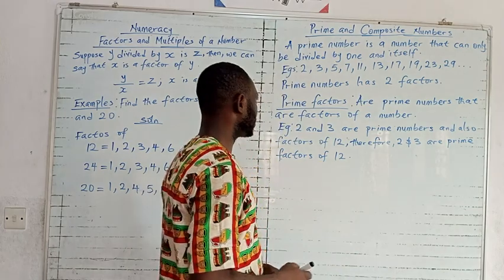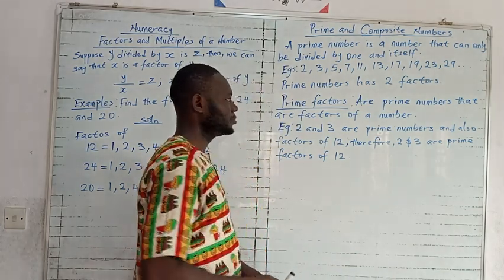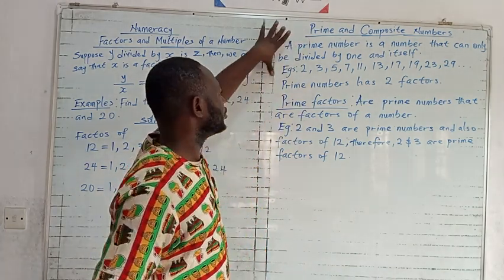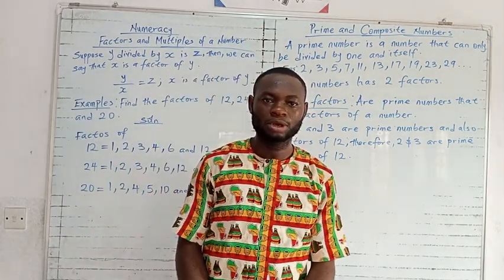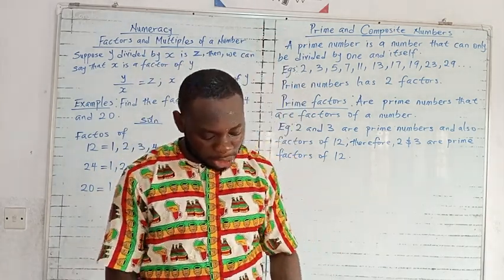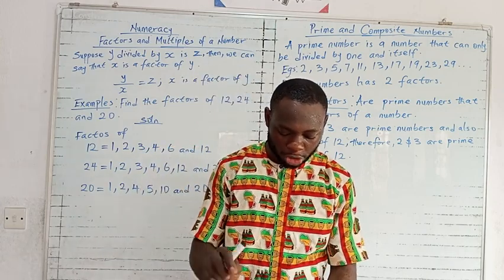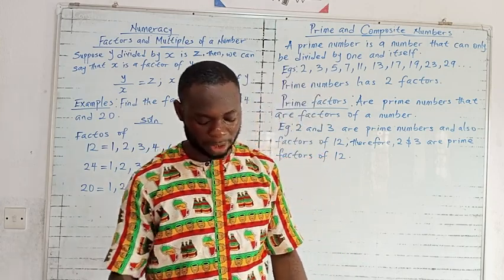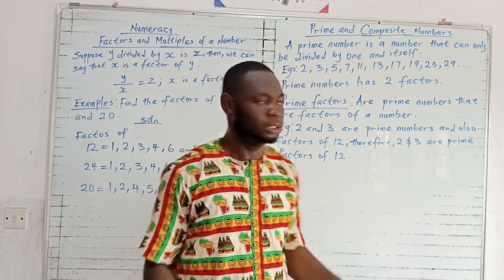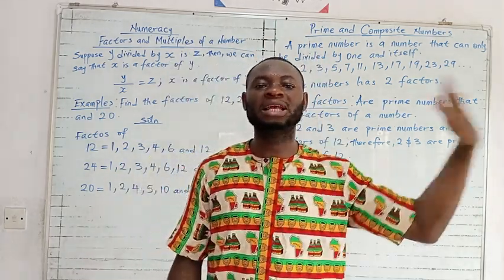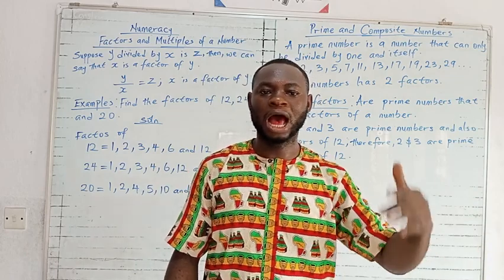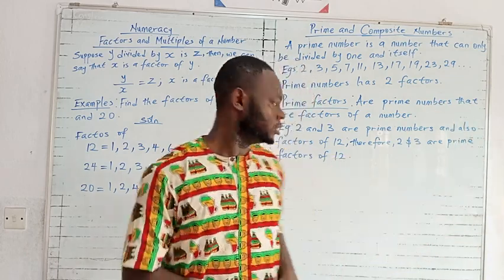Alright, then let's talk about composite numbers. Now, all numbers that are not prime numbers are composite numbers. So what does this mean? If prime numbers have 2 factors, then every other number that has more than 2 factors is a composite number.